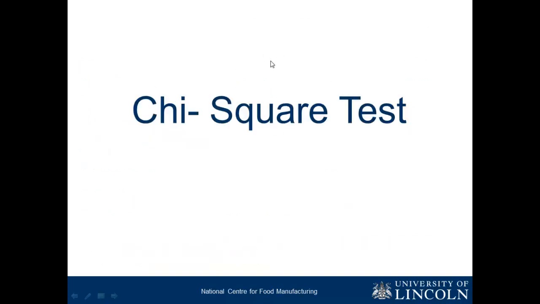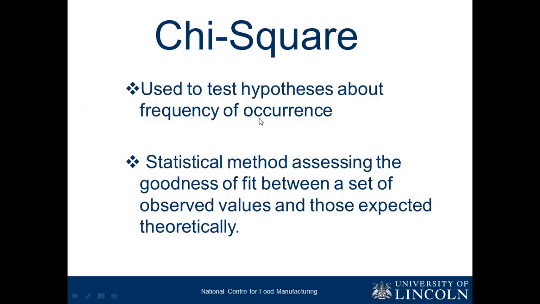Now, going to the chi-square test. Chi-square test is slightly different from t-test. Now, t-test, you are comparing two groups. Chi-square test, you are also comparing two groups, but the comparison is different. Here you are using this to test hypotheses about frequency of occurrence. This is to assess the goodness of fit between a set of observed values and those expected theoretically.